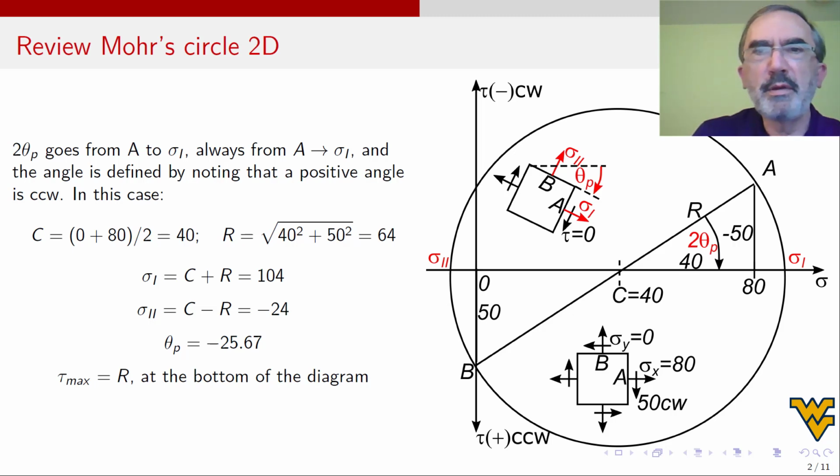All right, so here what we have is a sketch from the previous video, which is pretty busy. It shows the original stress element with the stresses applied: 80, 0, and minus 50. And then it shows the stress element for the principal values of stress, sigma 1 and sigma 2, in red, which are in the diagram, they are here, sigma 1 and sigma 2.